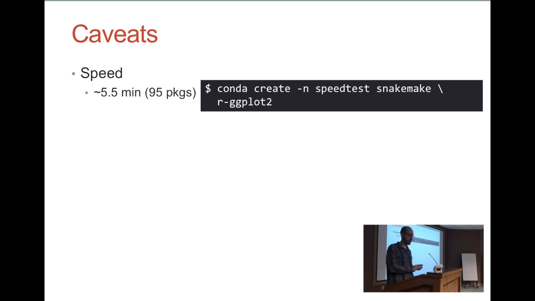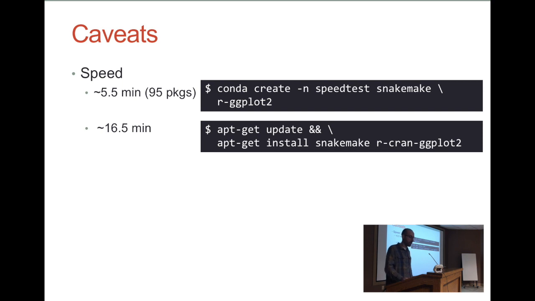So for example, installing SnakeMake, which is a Python package, and then ggplot2 and all its dependencies. Well, that's 95 packages if you start from scratch. So it has to figure out all the right versions to install, download all those binaries from the internet, and then unpack them. So that takes about 5.5 minutes. But it compares favorably, because if you were to actually try and bootstrap this from the start, if you started up a Ubuntu Docker container and did sudo apt-get update and apt-get install, that's also going to take quite some time. So that took 16.5 minutes.